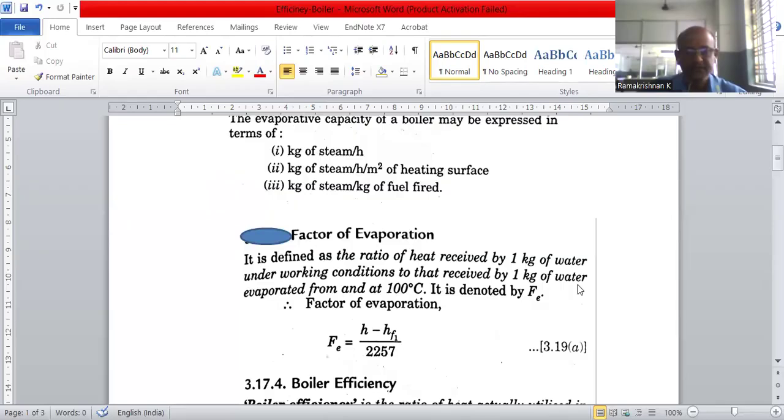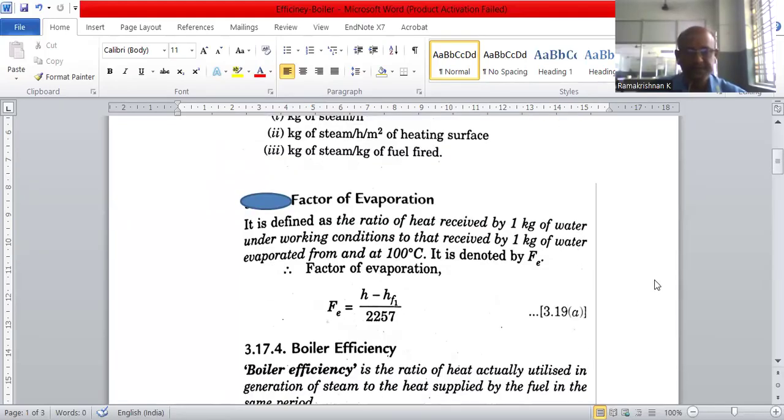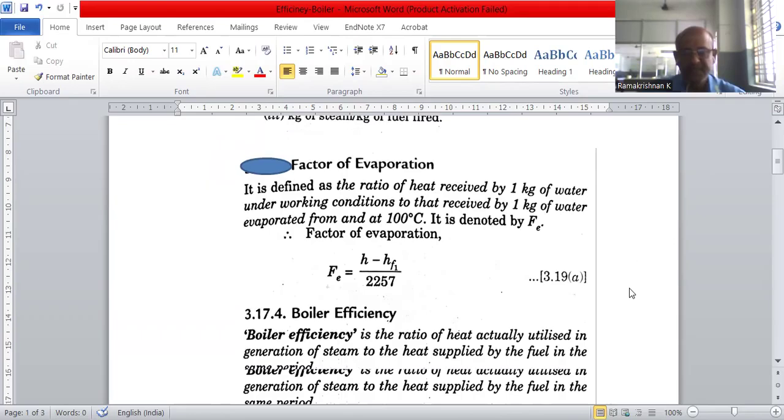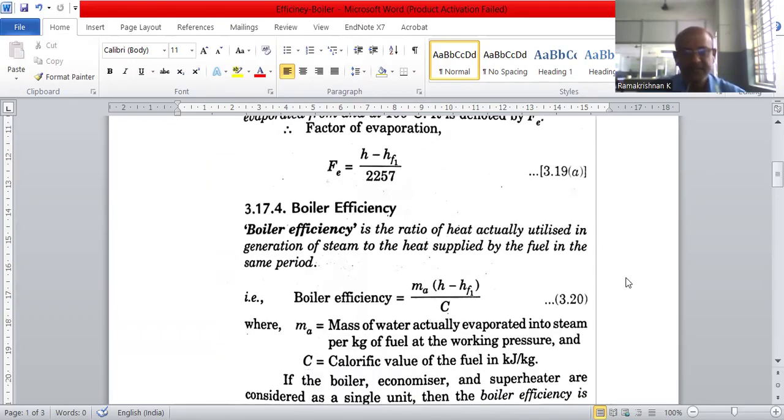Next is the factor of evaporation. Generally, it is defined as the heat received by 1 kg of water under working conditions to the heat received by 1 kg of water evaporated from and at 100 degrees Celsius. Here it is a ratio and expressed as a formula: (H minus Hf1) divided by 2257. Next, the boiler efficiency.